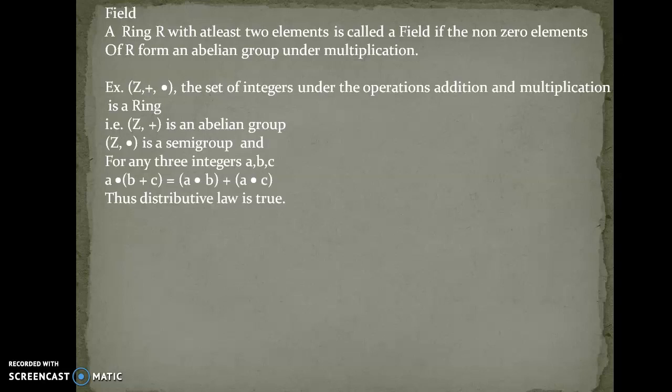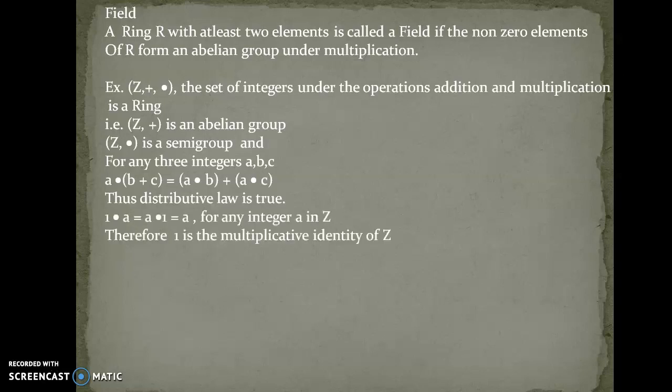Then the set of integers under the operations addition and multiplication is a ring. This we have already proved. We have proved that under addition it is an abelian group, under multiplication it is a semi-group, and the distributive law is true. These three things we have done. Now we have to show that it has the identity element with respect to multiplication, it has an inverse with respect to multiplication, and it is commutative with respect to multiplication to become a field.